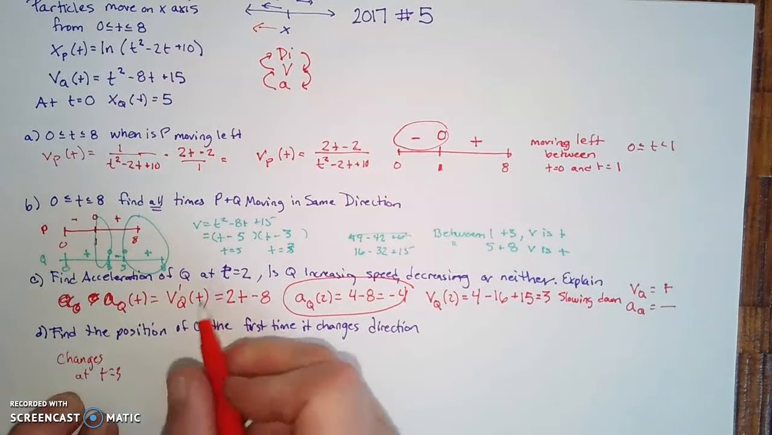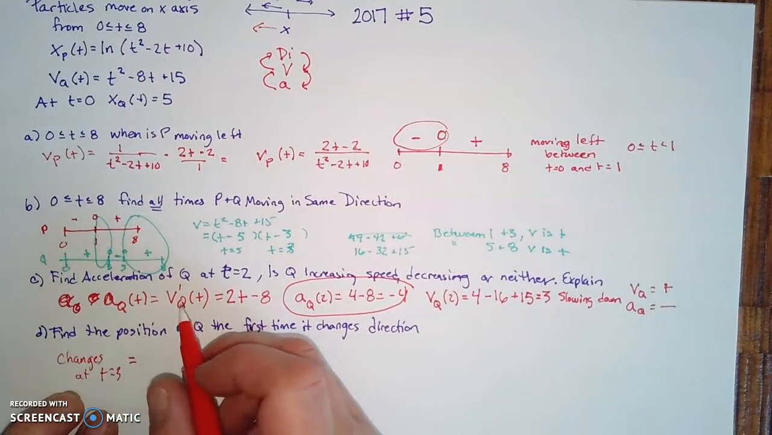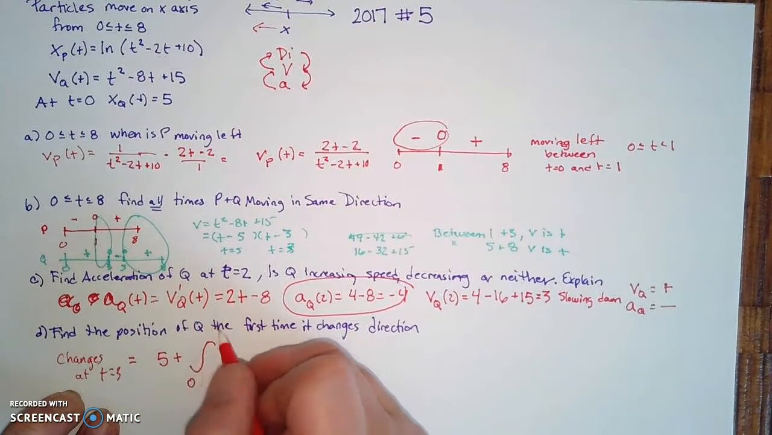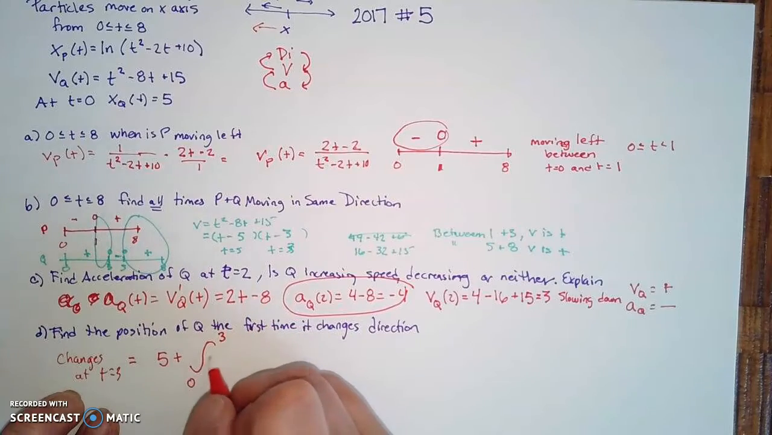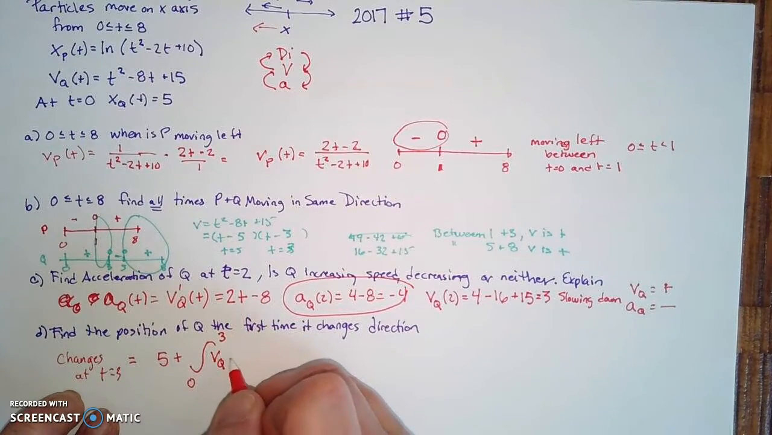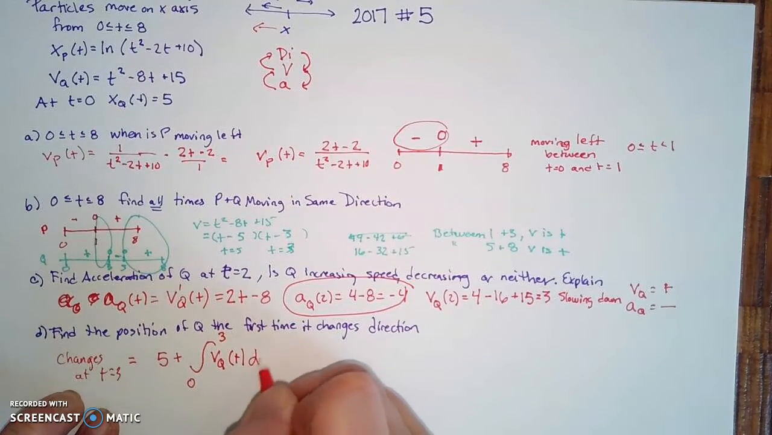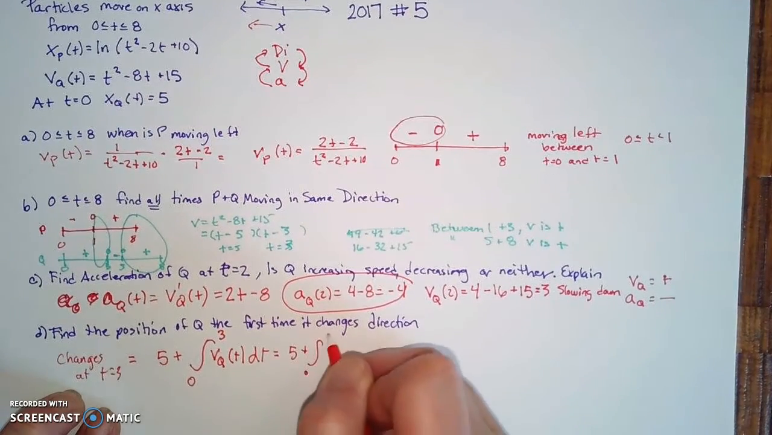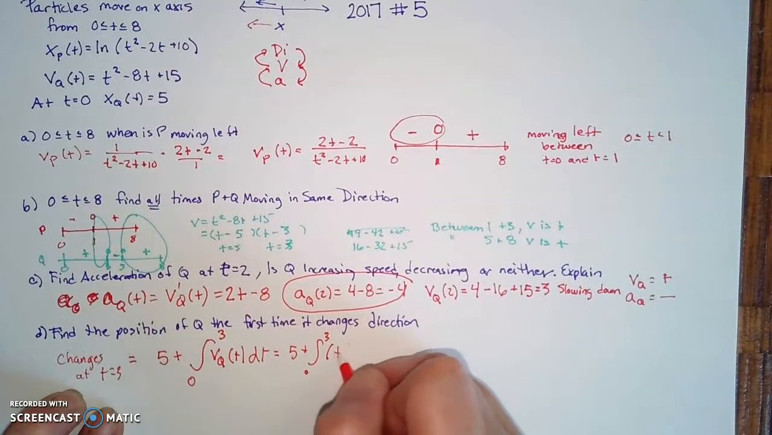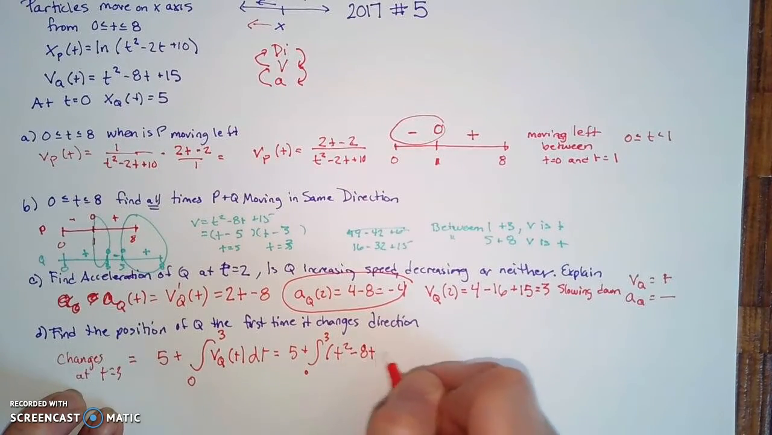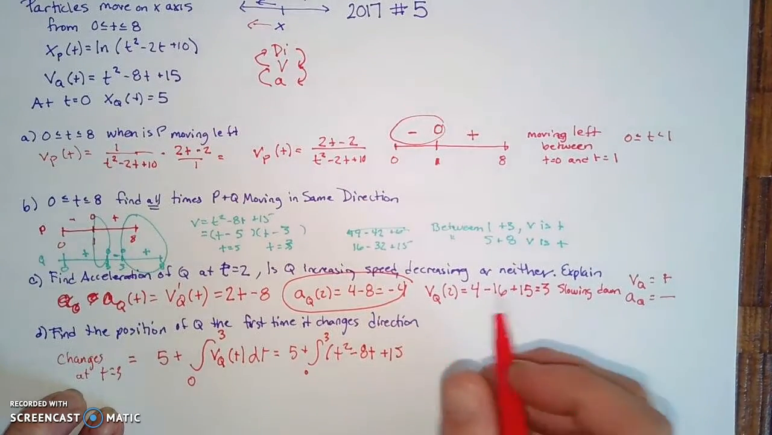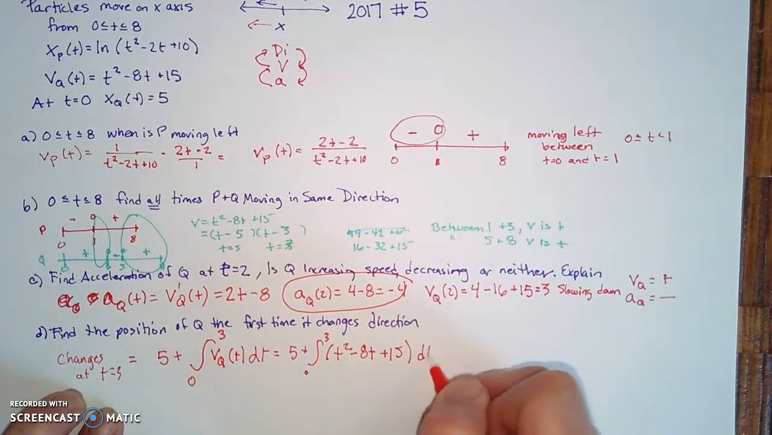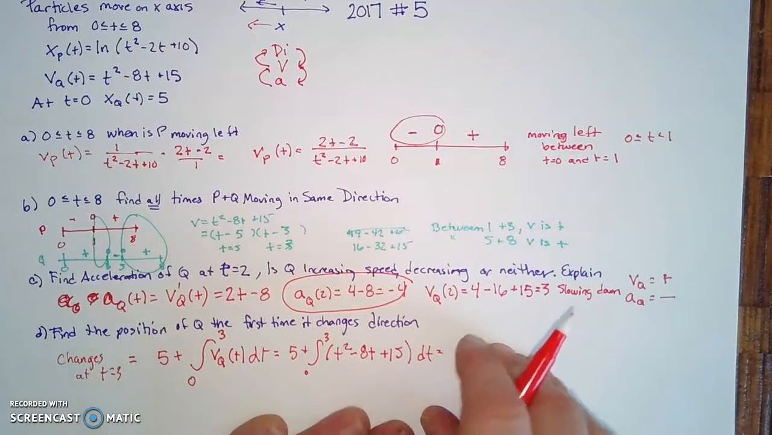So if I want to find its position, it's going to be wherever it started. So it started at 5 plus how far it went between time 0 and time 3: the integral of v sub q of t dt equals 5 plus the integral from 0 to 3 of t squared minus 8t plus 15. That's the velocity of q at that time. Remember, the integral of velocity is displacement.